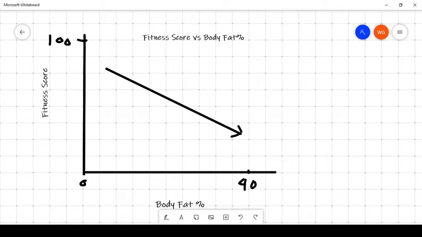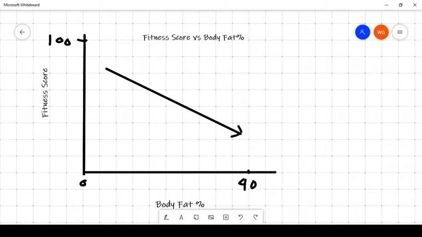In this video I want to look at an example of slope with a negative trend. And the example I've given you here is, imagine that a group of students or people are doing a fitness test and the maximum that they can score is 100 on this fitness test. And what we're trying to figure out is whether their body fat percentage has an effect on their fitness score.